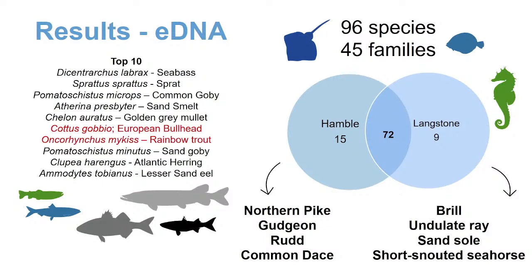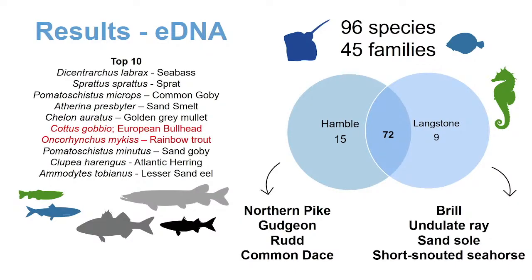However, if you split it by site, they shared 72 species in common, with 15 unique species at the Hamble. Most of these species were freshwater species like pike, gudgeon, rudd and dace, mainly because the salinity at Hamble is slightly lower than that in Langston.